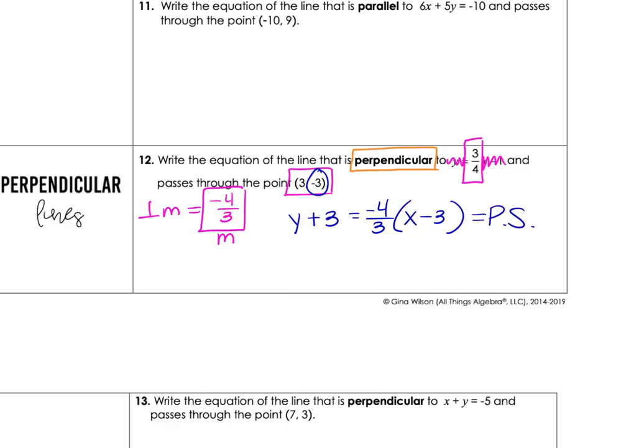If we say put it into slope intercept form, then we're going to distribute. So distribute here. Y plus 3 equals a negative 4/3 x. What's negative 4/3 times negative 3? 4. It's positive 4, right? A negative times a negative becomes a positive. So that would be plus 4. And then last step, take away the 3. So you get y equals negative 4/3 x plus 1.